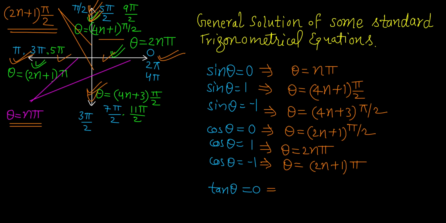And similarly, if we find the general solution of tan theta equal to 0, so tan theta is 0 at both of these two lines, this line and this line. So it is like combining both even and odd multiple of pi. Tan 0 is also 0, tan 180 is also 0. So if you combine these two solutions, the solution becomes theta is equal to n pi.